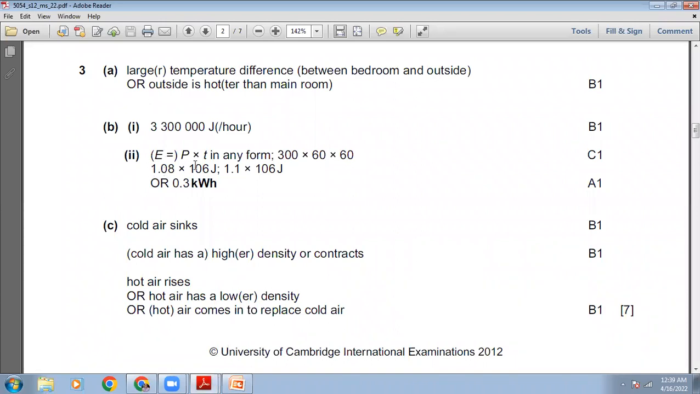So 1.08 × 10^6 joules, there is some misprinting in that typing, but this is actually 10 raised to power 6 joules. Or in kilowatt hour, it will be 0.3 kilowatt hour.